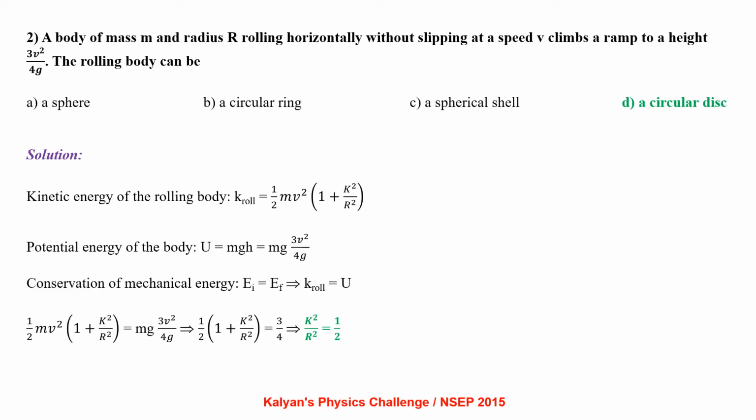A body of mass m and radius r rolling horizontally without slipping at a speed v climbs a ramp to a height 3v square by 4g. The rolling body can be.